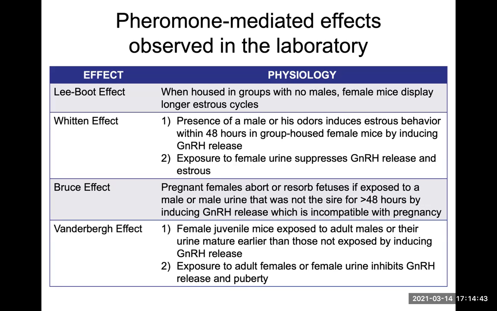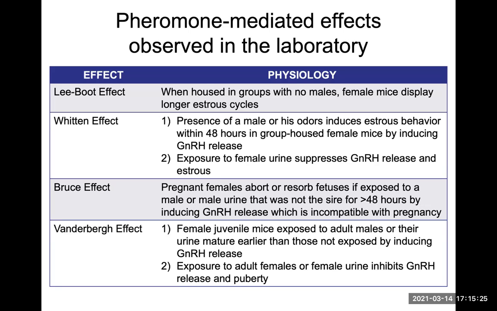Kind of the flip side of the Whitten effect is that if you expose these group housed female mice to female urine, we will suppress the gonadotropin releasing hormone and suppress estrus. The Bruce effect is probably the most well-known pheromone-mediated effect in the lab. And this is where pregnant females will abort or reabsorb their fetuses if they're exposed to other males or other male urine or odors that was not the father for greater than 48 hours. It'll induce that spike of gonadotropin releasing hormone, spike of luteinizing hormone, and cause kind of estrus to start to occur. And that's incompatible with pregnancy.